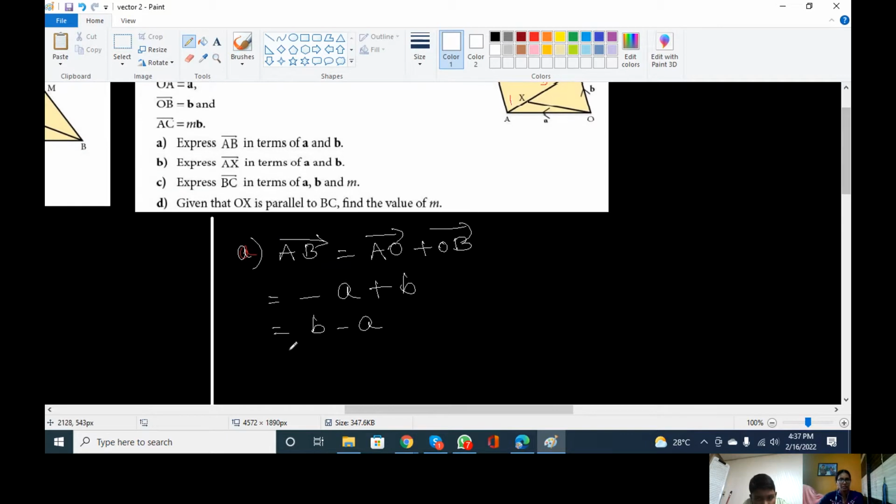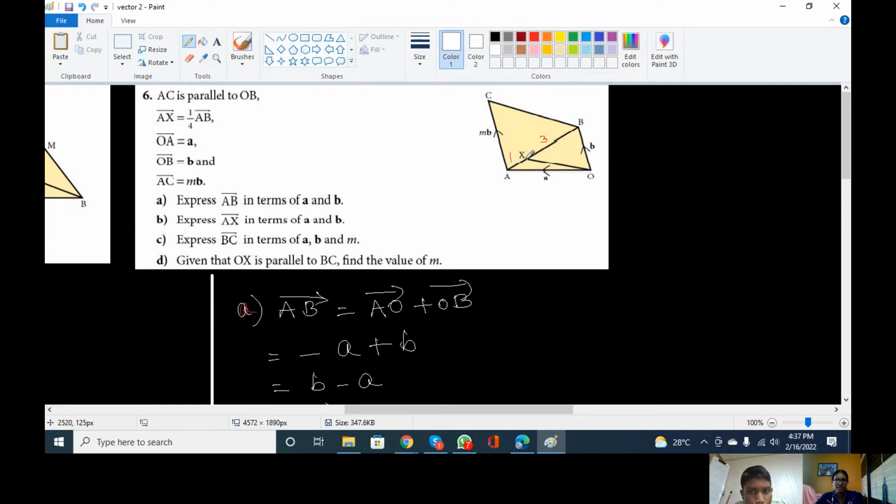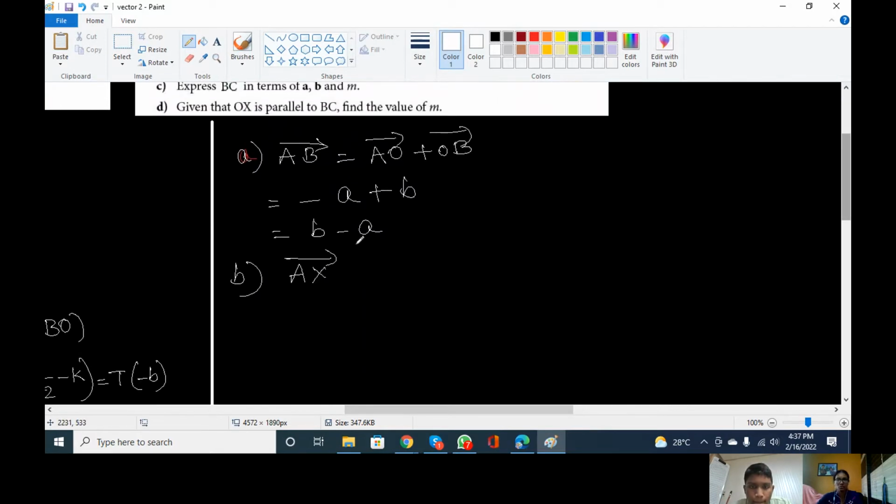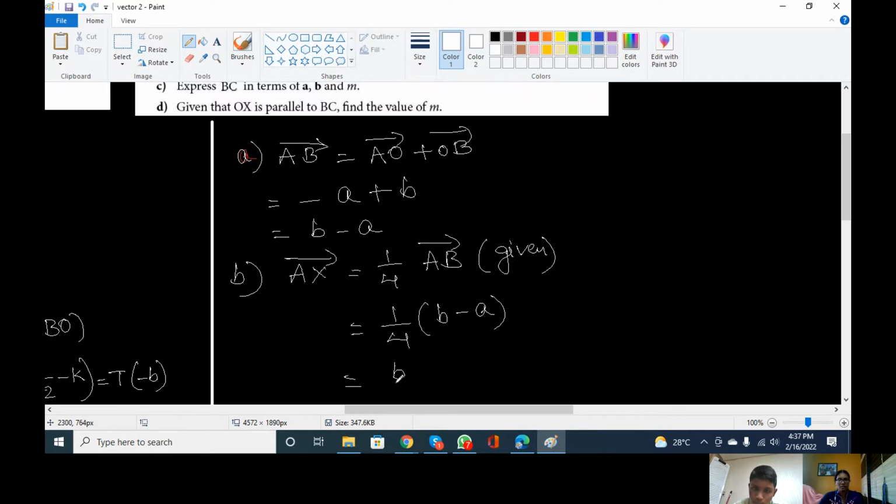Next, B bit. Express AX vector in terms of a and b. Let's see AX. AX means this. This AX is 1/4 of AB. This is given in the question. So we will use the same thing: 1/4 of b minus a. So b by 4 minus a by 4.